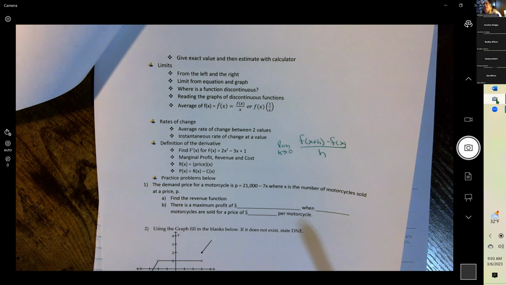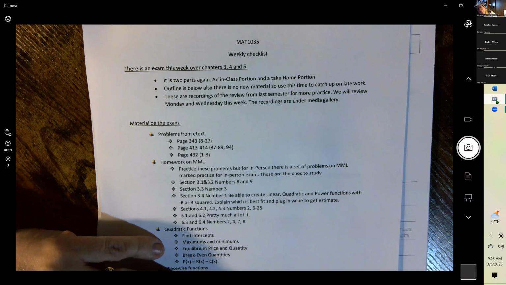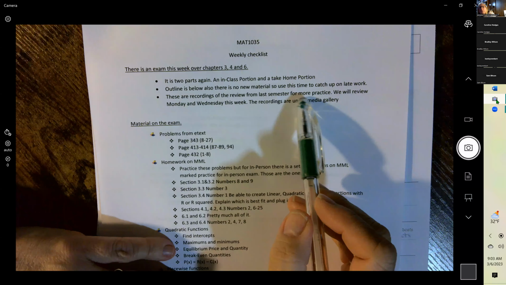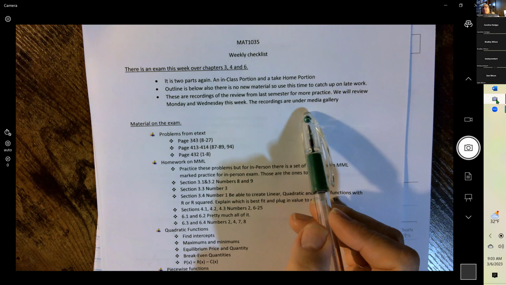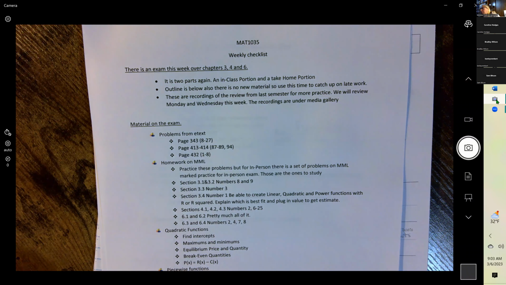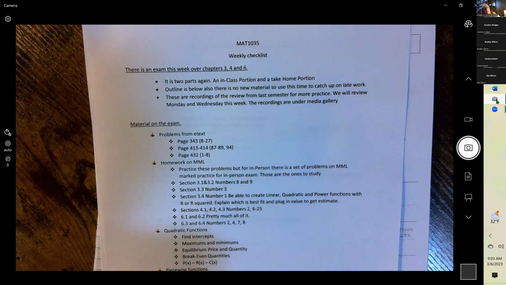Is this the sheet? Yes, this sheet is the checklist on As You Learn. Also, I put some recordings from last semester under Media Gallery. They'll say review for in-person portion of the exam. One was where something's discontinuous and finding limits. So there's a few videos that I put up there from previous years. That way you can see more practice.